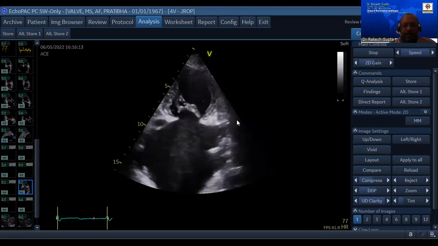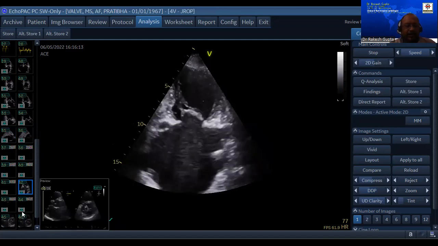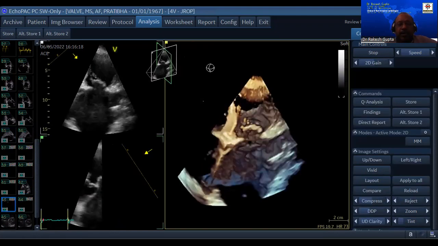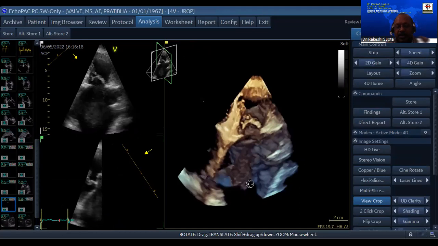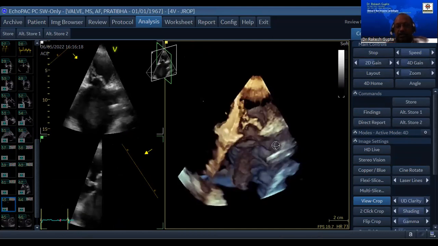Now we are concentrating on the LA appendage again and again. Now we have opened up the left atrial appendage in this patient. You can see the contrast seen over here, spontaneous echo contrast, but there is no thrombus, as seen in the 3 dimensions transthoracic echo.